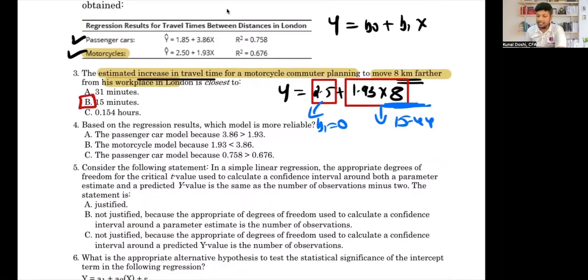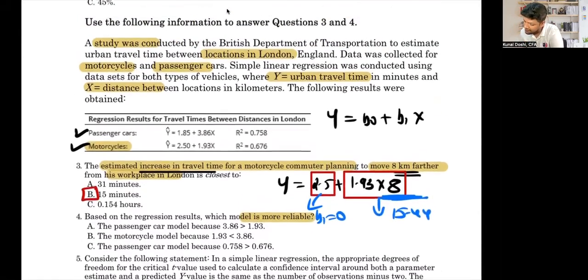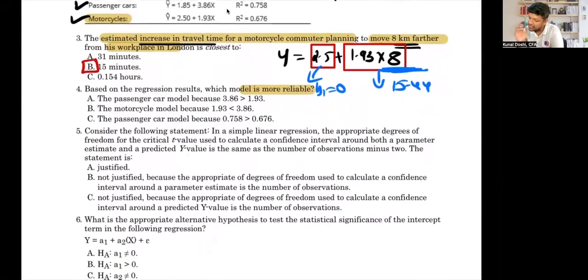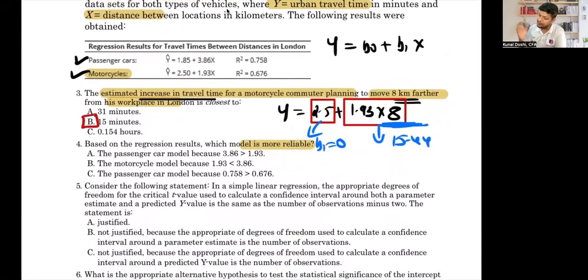Next, based on the regression result, which model is more reliable? Now, when they tell you to do the modeling, here you can basically do the test. Everyone, based on the regression result, which model is more reliable? How can I do that? See, first of all, do we have information? What is the testing you can do at 5% or anything?